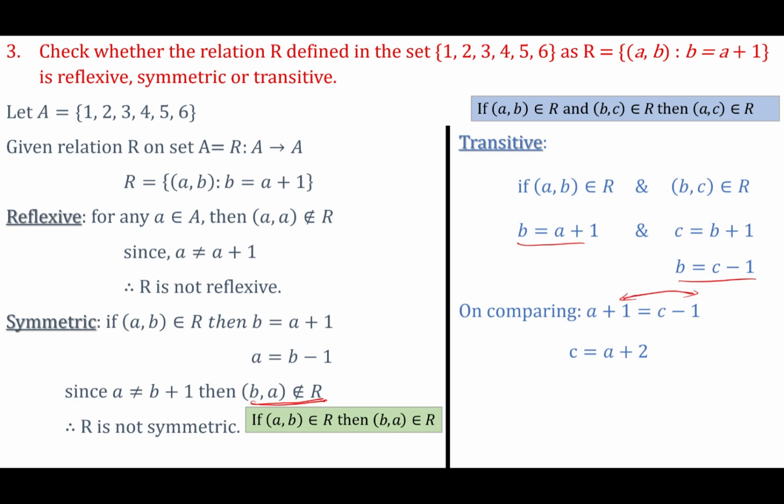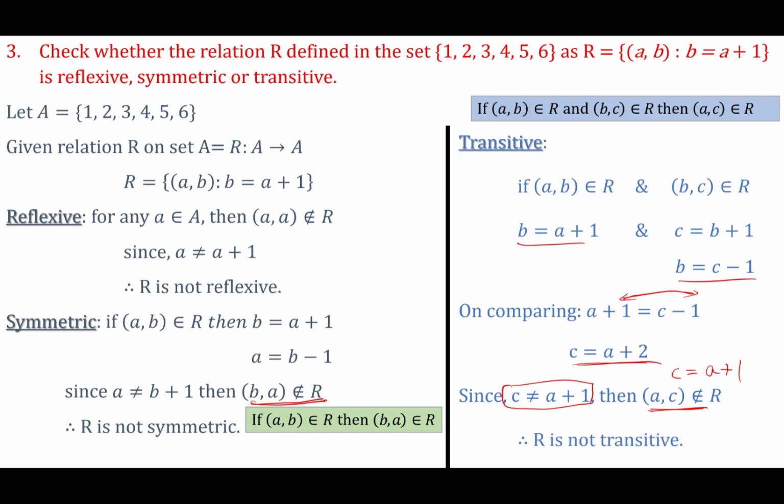For (a, c) to be in R, c must be a + 1. But here it is not equal. Then (a, c) does not belong to R. Because if (a, c) belongs to R, then c must be equal to a + 1. But in this case, c is not equal to a + 1. It is a + 2. Hence, it is not a transitive relation.